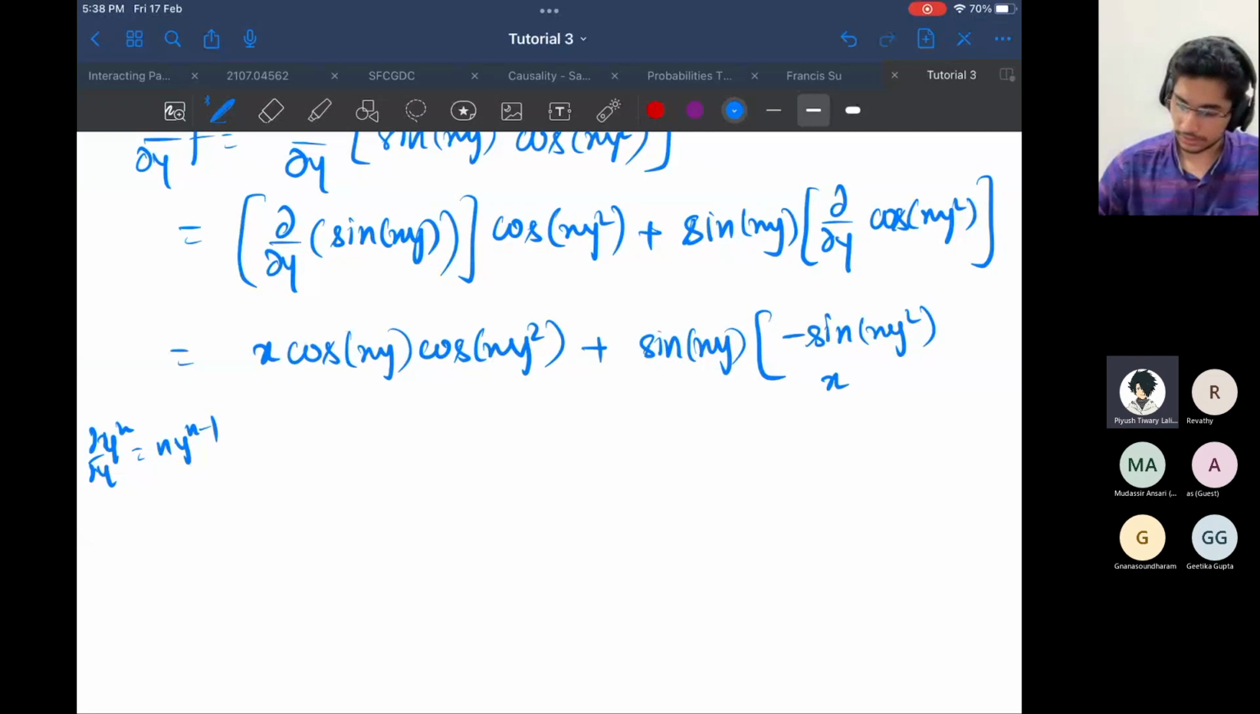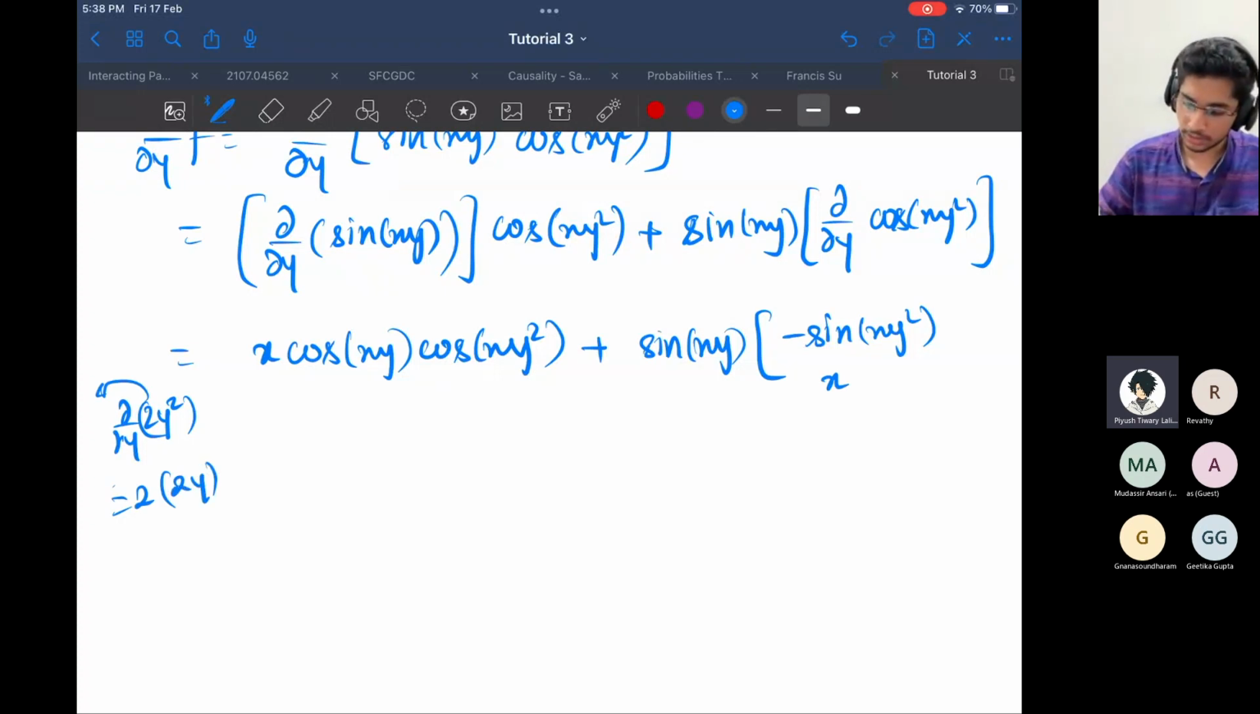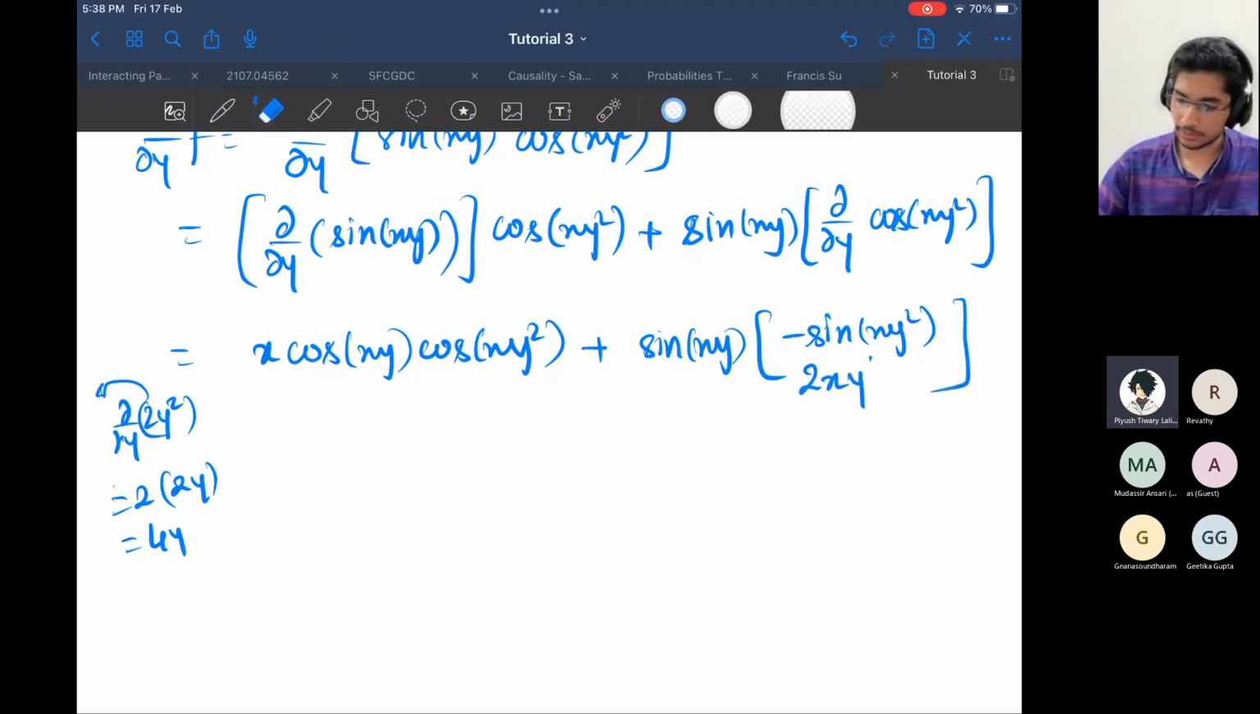So let me just tell you, del by del y of 2y square. Okay. So you have to differentiate this thing. So 2 will come out as it is. Now you will have to differentiate y square. Y square will be 2y. So this will eventually become 4y. Okay. So by the same analogy, we will have 2xy here. Okay. Let me know if something is not clear.